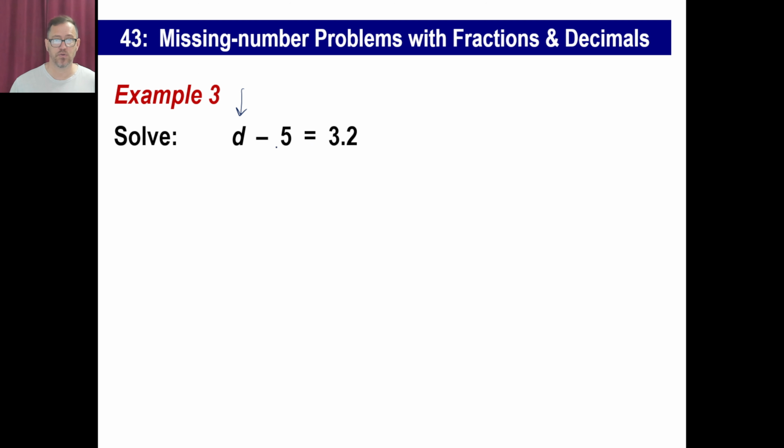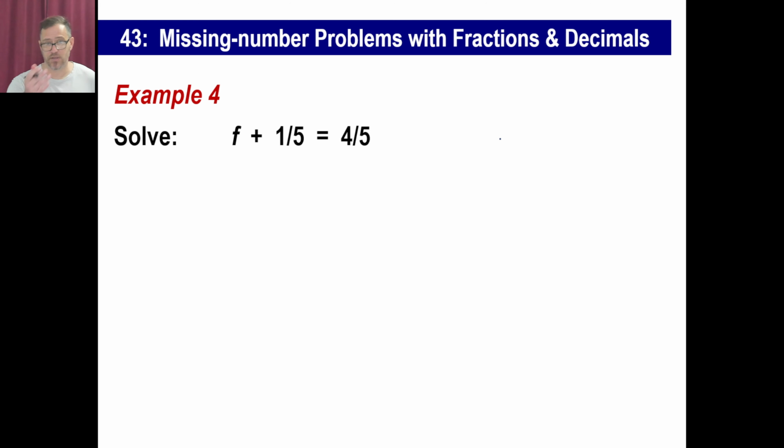So what do you need to do to these two numbers to get the number? Add them, right? You probably see in your head that 5 plus 3.2 is just 8.2. Well, you can check it. Let's put this back in the original problem. 8.2 minus 5 should equal 3.2. Does it? Yeah, it does. So there's your check. Piece of cake.